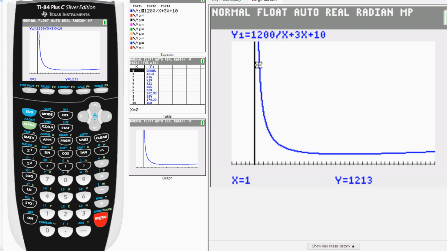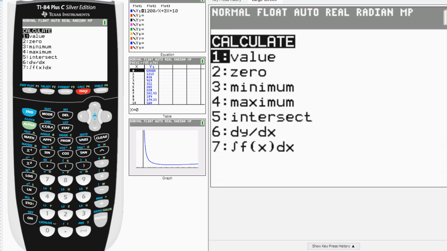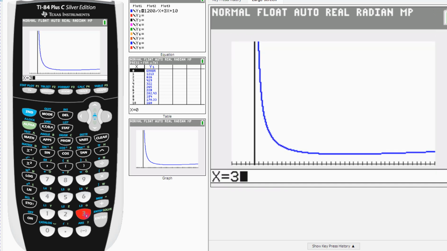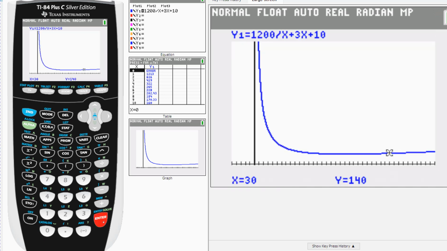1 starts there at 1213. Second trace value at 30. 30 stops there at 140, which means at 20, and I'm going to put 20 in just to gauge where it is, it should be at 130. So let's do second trace and just plug it in to check. It's hard to tell, but there's a little dip there. So there's a little minimum there at 20, 130.